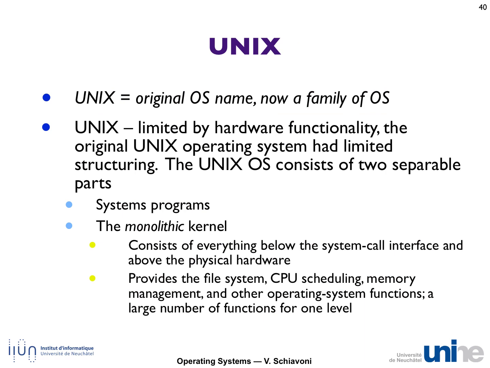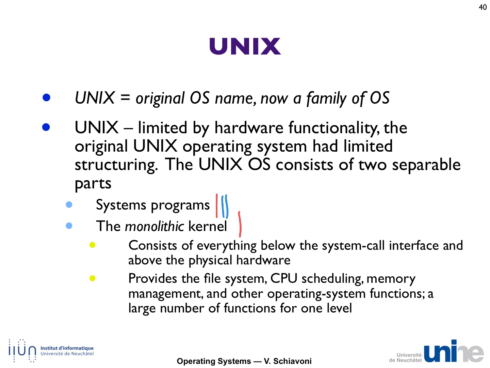So as we mentioned Unix in the previous slide, let's see what it is. First, Unix was the original US operating system name, but now it's more of a family of operating systems. Unix is limited by hardware functionality, but the original Unix operating system had somehow a limited structuring as the one we have seen before. In general, it consists of more or less two parts. We have the system programs and the kernel.